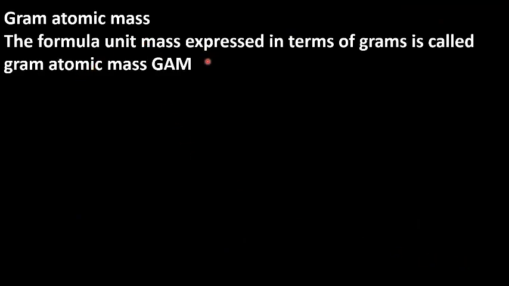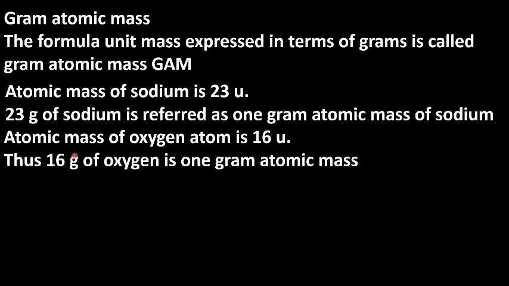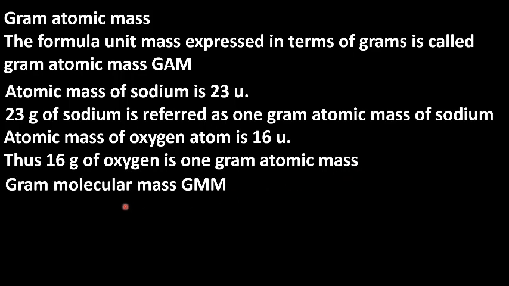Gram atomic mass. If the atomic mass is expressed in terms of grams, it is called gram atomic mass, GAM. Atomic mass of sodium is 23. If 23 is expressed in terms of grams, it is called gram atomic mass of sodium. Therefore, 1 gram atomic mass of sodium is 23 grams. Atomic mass of oxygen atom is 16. Thus, 16 grams of oxygen is 1 gram atomic mass of oxygen atom.